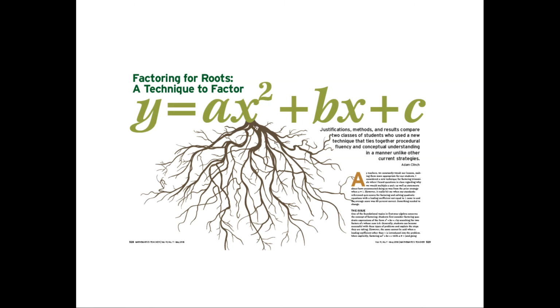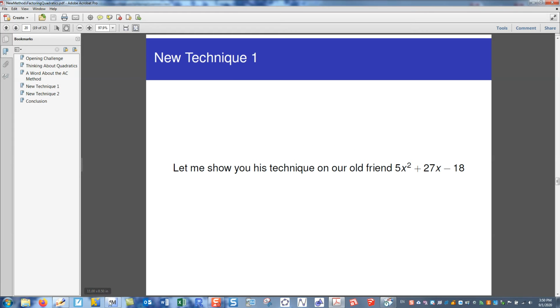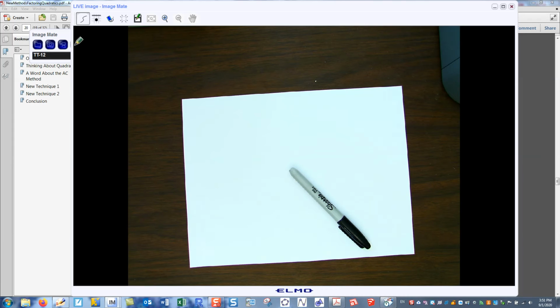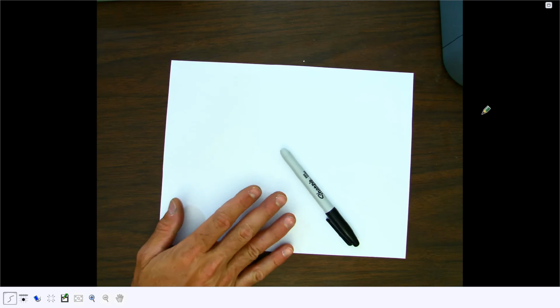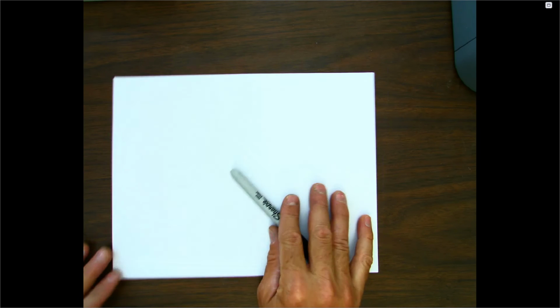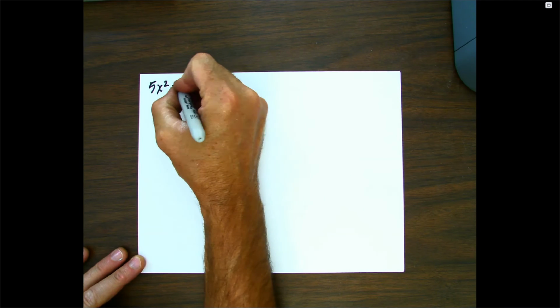So let's take a look at his technique. I think the easiest way to do this is just to show you an example. So let's do the example on 5x squared plus 27x minus 18. I'm going to switch over to my Elmo cam. So how does Adam's technique work here? Let's check. 5x squared plus 27x minus 18.